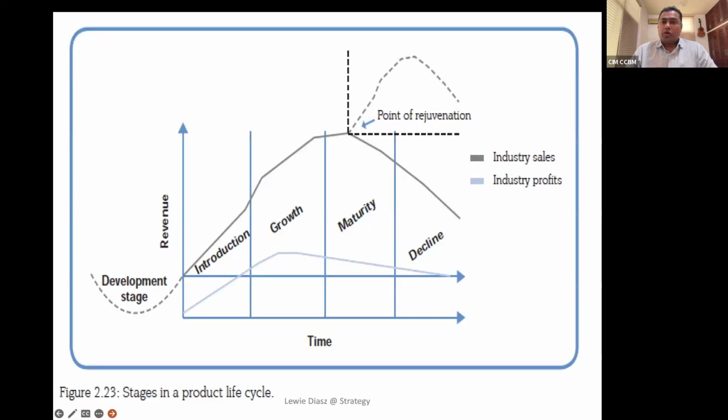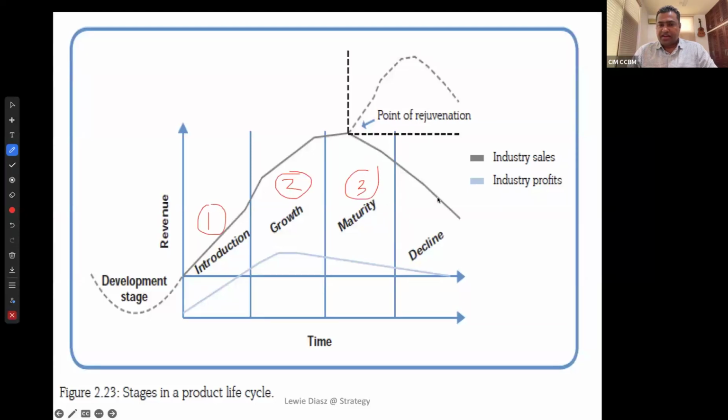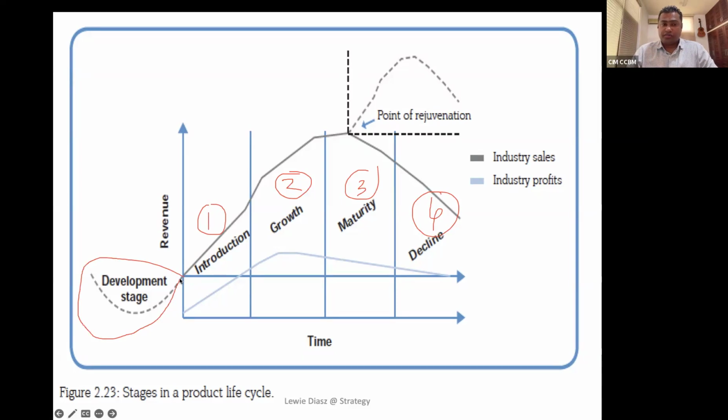The next theory we are going to learn is the product life cycle. Now, every product will go through a life cycle. Every product will go through a life cycle. It will go through the introduction stage, growth stage, maturity stage, and decline stage. Before that, it goes through a product development stage. Product is not launched. Then you launch the product here.